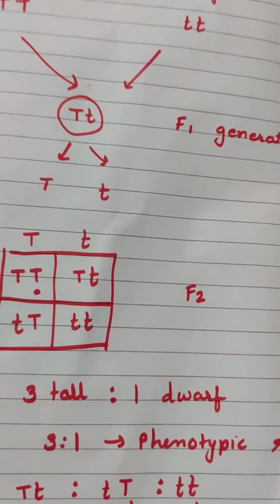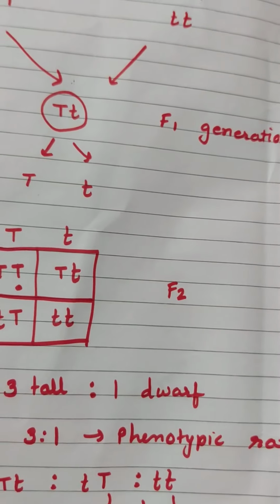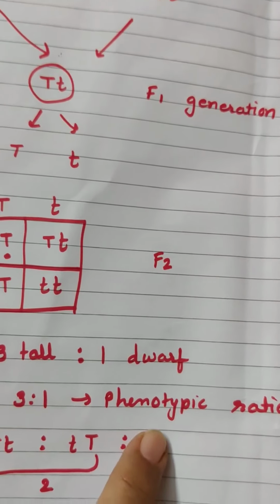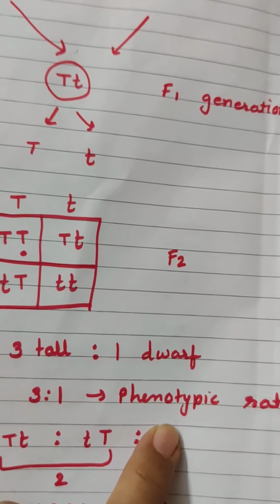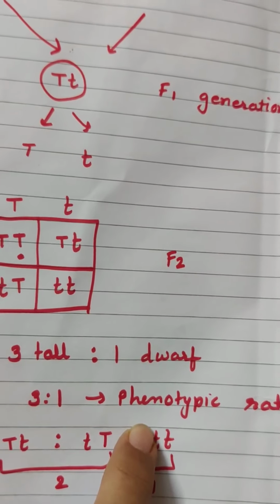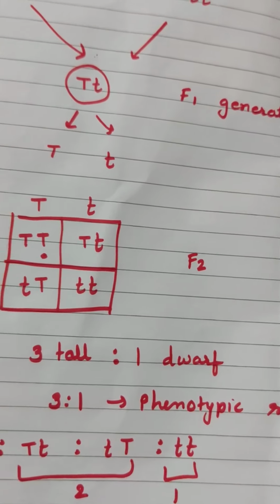What you see, like tallness, you can see. So this is a phenotypic ratio. 3:1 is the phenotypic ratio of monohybrid cross, because that you can see. The physical appearance gives the phenotypic ratio.